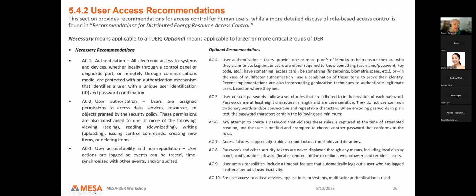And we show the necessary recommendations and the optional recommendations. So, for instance, access control, authentication, user authorization. What is the user allowed to do if they get onto the system? As well as user accountability and non-repudiation. If a user did something, it should get logged so that it's traceable back to that user. And then we have some more sophisticated recommendations under the optional recommendations.